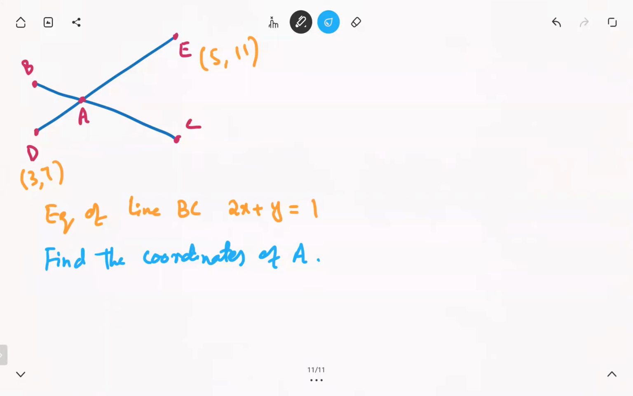Do we have them? Yes, we have the equation of the line BC, which is 2x plus y is equal to 1. But the equation of the line DE is not given. So first we need to find the equation of the line DE. And finding the equation of the line DE is not difficult for you. The coordinates are given. So start.